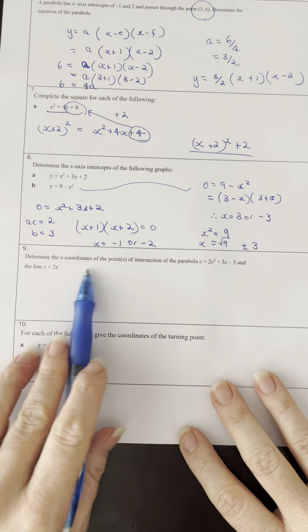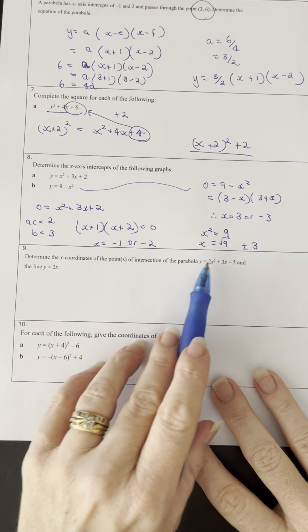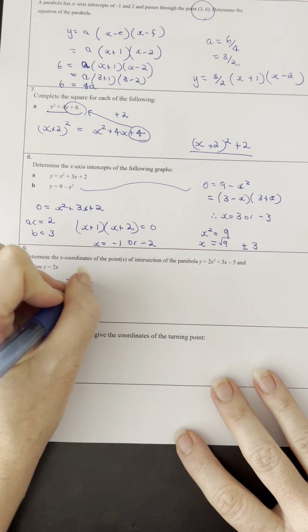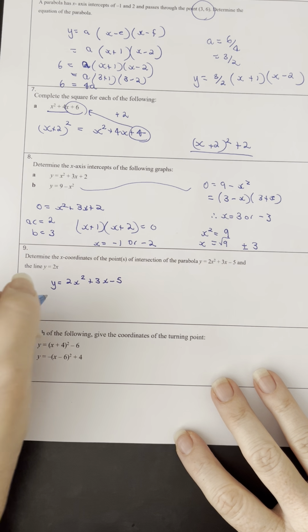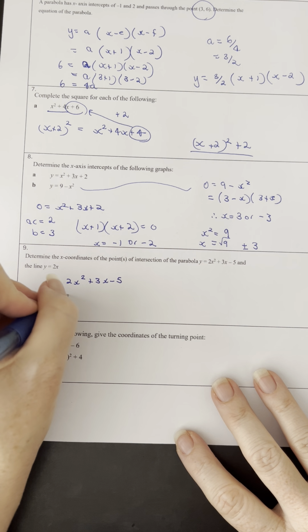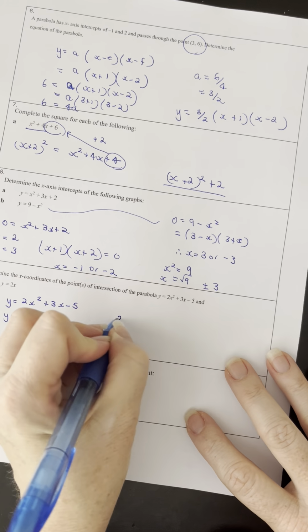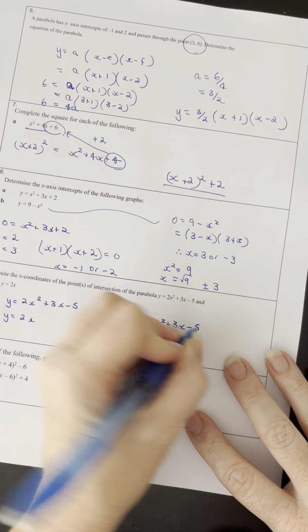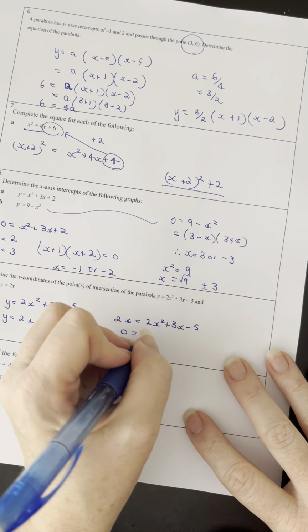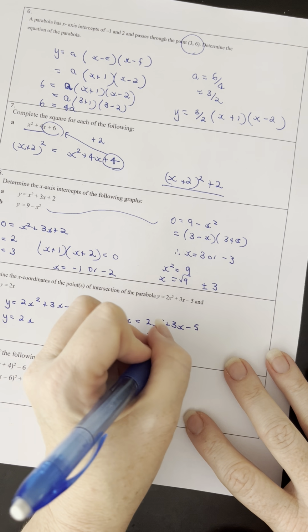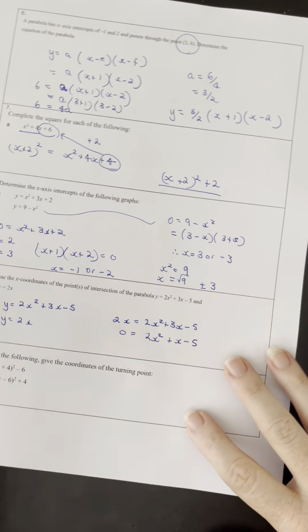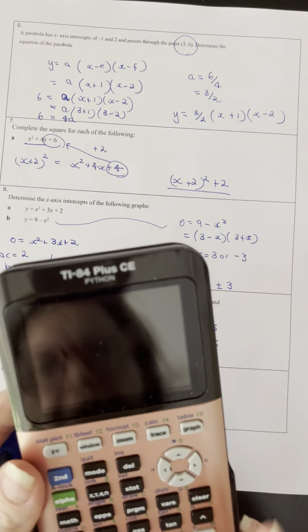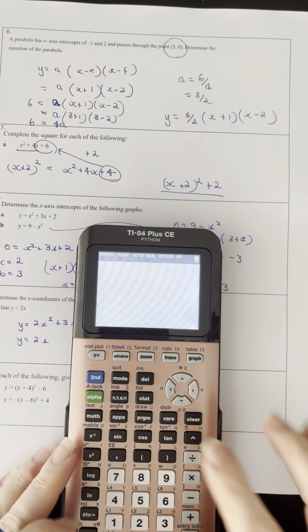Then we've got determining the x-coordinates of the point of intersection of the parabola y equals 2x squared plus 3x minus 5 and y equals 2x. So we could do that algebraically and go 2x is equal to 2x squared plus 3x minus 5. Take that over and get 2x squared plus x take 5, and then try to factorise that. It doesn't factorise, so we would have to use quadratic formula. Or the other option is to pop that into your calculator.